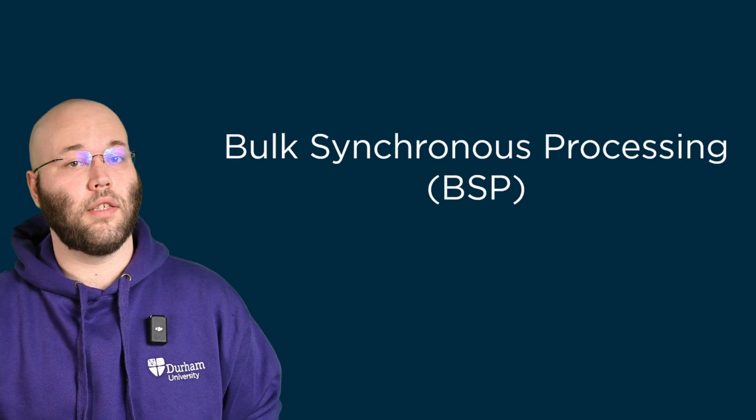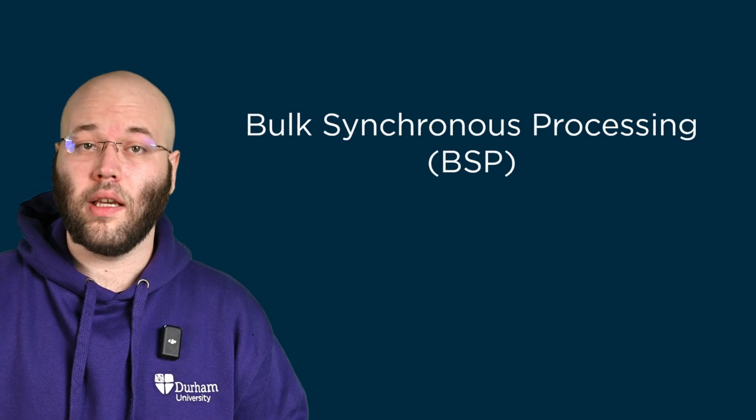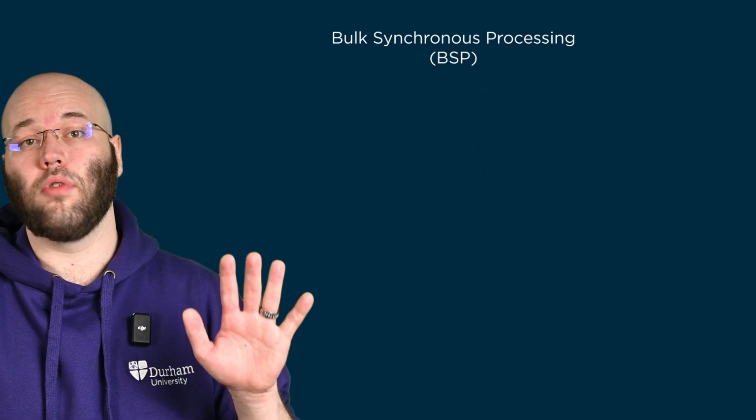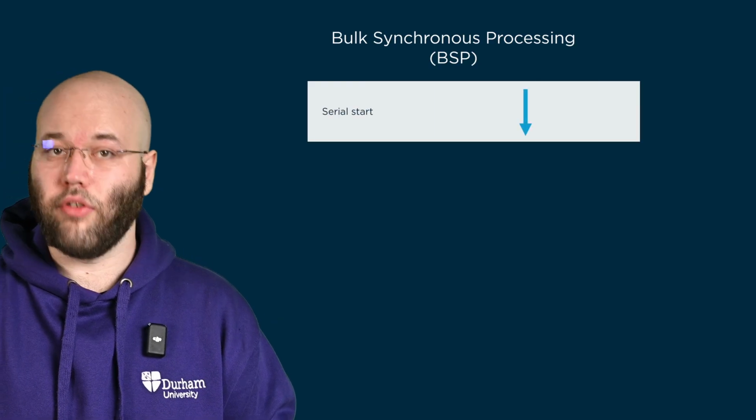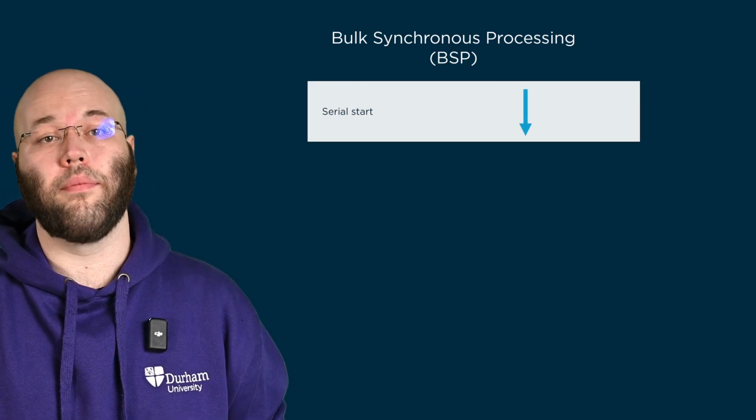This model is commonly called task parallelism. Let's have a closer look at both these models, beginning with bulk synchronous processing, or BSP. In BSP, a program runs through 5 conceptual phases. 1. It starts with some code which runs in serial. There is no parallelism here.